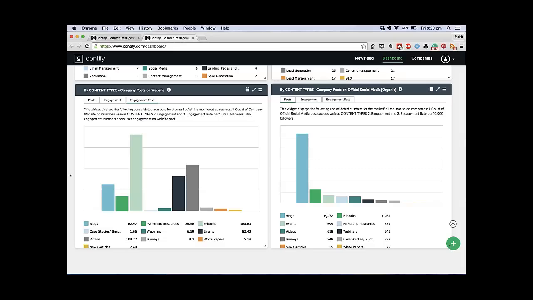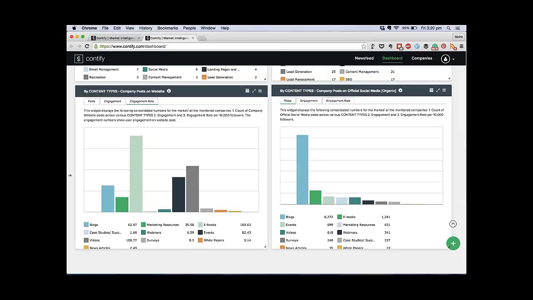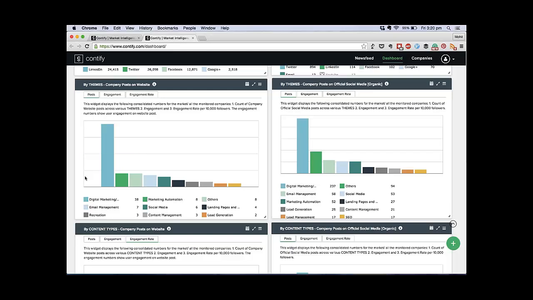Similarly, if I look at the themes in the entire marketing landscape, the most content published is on digital marketing and marketing automation. So these are the themes on which my competitors are publishing content. Now, which one is getting maximum engagement? Again, digital marketing is getting maximum engagement.